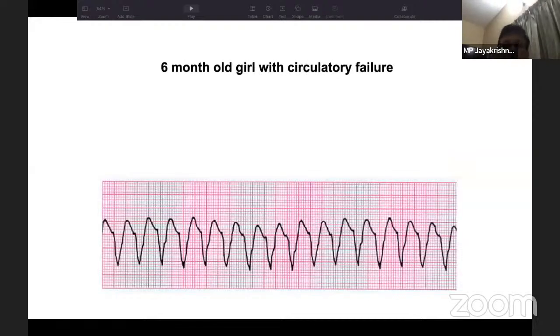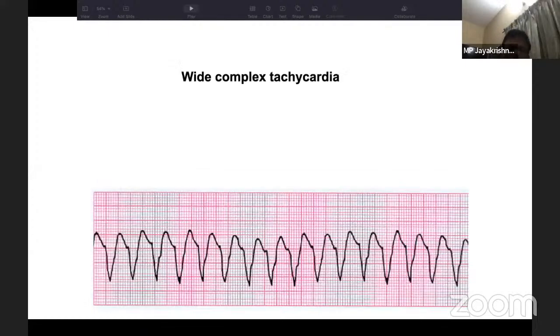So this is obviously tachycardia. Just look at the QRS duration. It's a wide complex tachycardia. Wide complex tachycardia, you take it as a ventricular tachycardia, but there are certain rare situations, supraventricular tachycardia with aberrancy, we call it. About 10% of supraventricular tachycardia can present with a wide complex tachycardia. So SVT with aberrancy also can be there. This is a wide complex tachycardia.